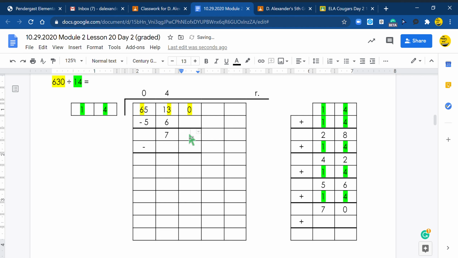Now I have, how many times does 14 go into 70? So I'm going to go over here and see what number is closest to 70. Oh, look, you guys are right. 70 is right here. So I'm going to quick count how many 14s I have. 1, 2, 3, 4, 5. So my quotient, I write a 5, and I come down here and I subtract 70. And 70 subtract 70 is 0. So right over here, if you want, you can always write down 45. That's 630 divided by 14 is 45.